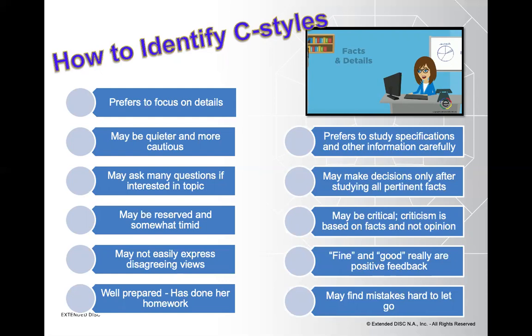They tend to be quieter and more cautious. They will ask you a lot of questions if they're interested in the topic. And because they don't tend to express their views, because they're quieter, and especially disagreeing views, they sometimes come across to the rest of us as being more timid. And maybe, again, that's not something a C style would use to describe themselves, but part of the purpose and intent of this assessment is for us to understand how we show up in front of others.